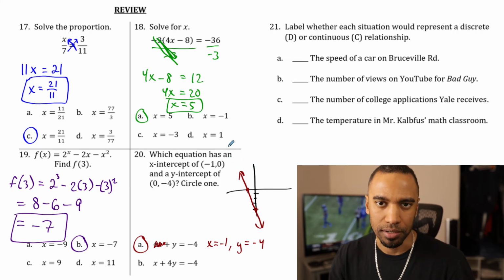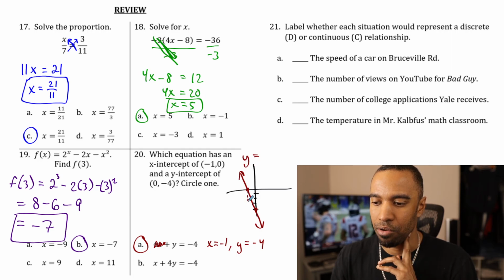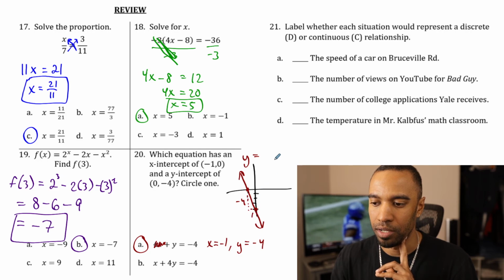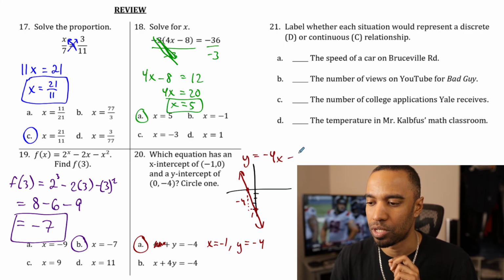Now, what's that equation in slope-intercept form? That is running down 4, or falling 4 and running over 1. So down 4 over 1. So negative 4 is my slope. And then I have a slope, a y-intercept of negative 4. So y equals negative 4x minus 4.